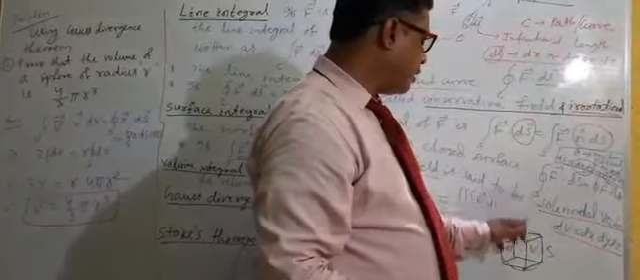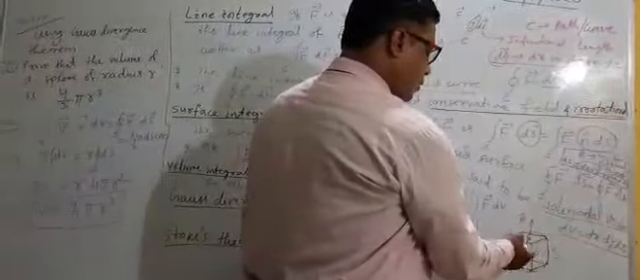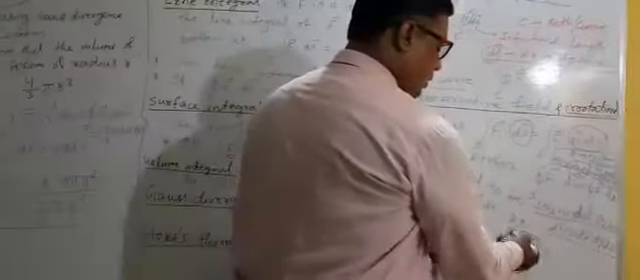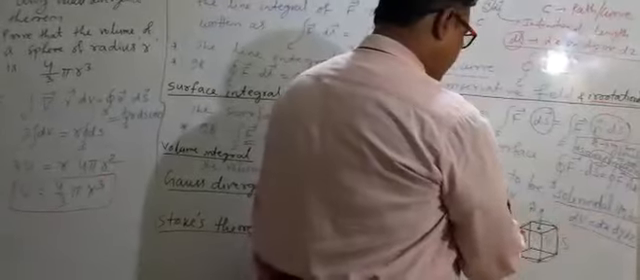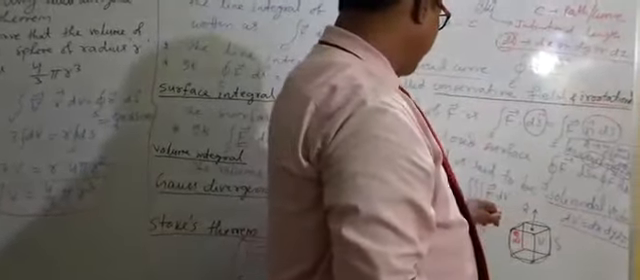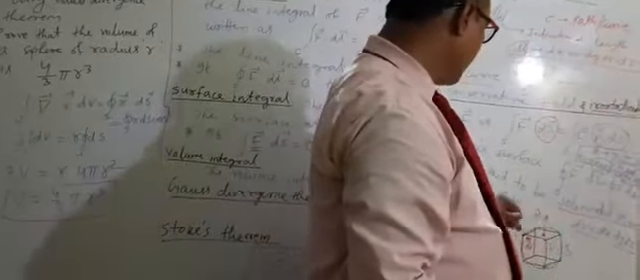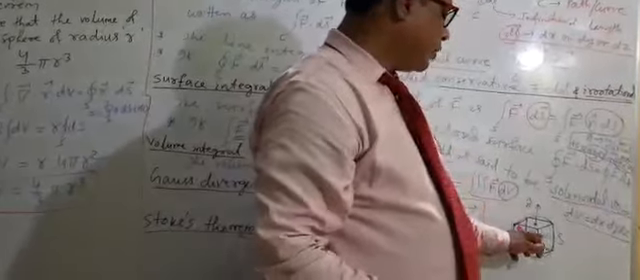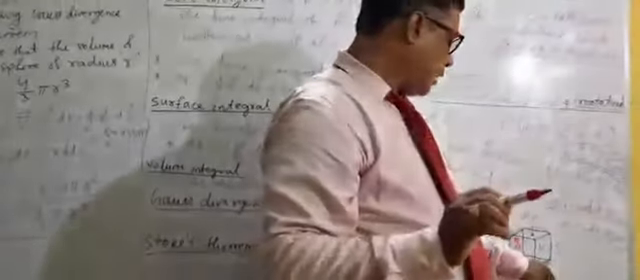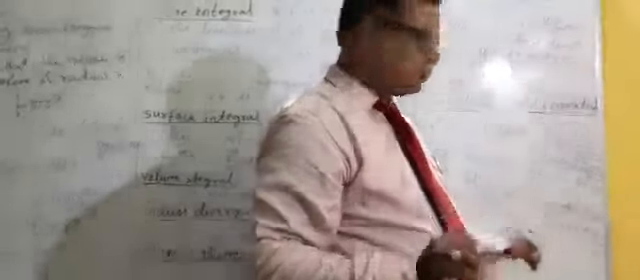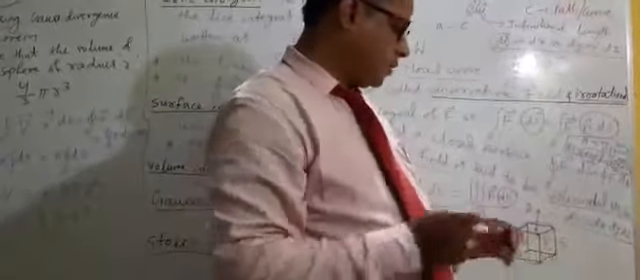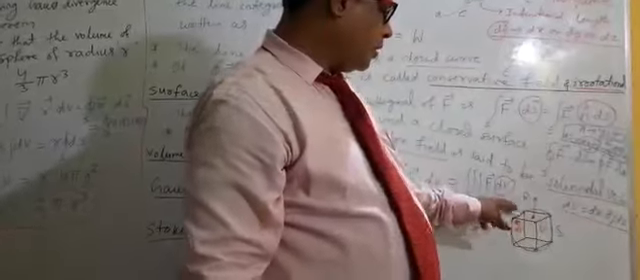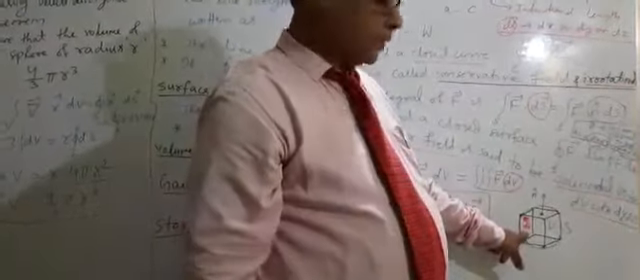N cap is the normal to the surface. Let S be a surface enclosing the volume, and the volume integration is f dv. We'll discuss this in the theorem, but as far as dv is concerned, dv is dx dy dz. dv is the volume element, and this figure I will explain in the theorem case. Volume dv is the elementary volume.